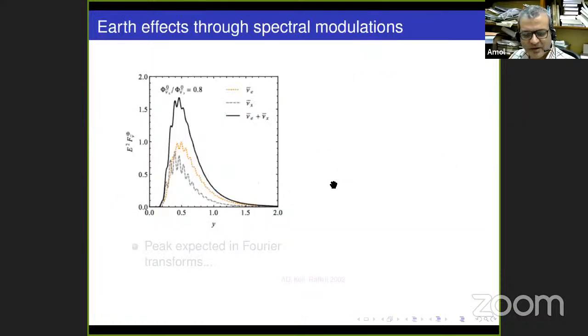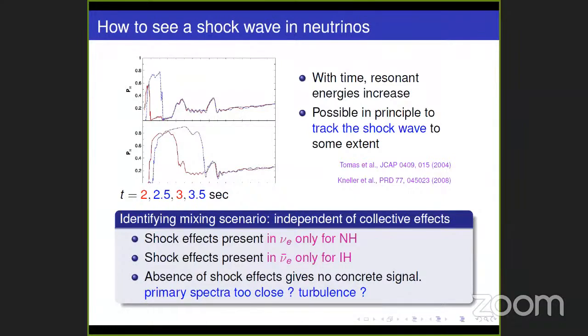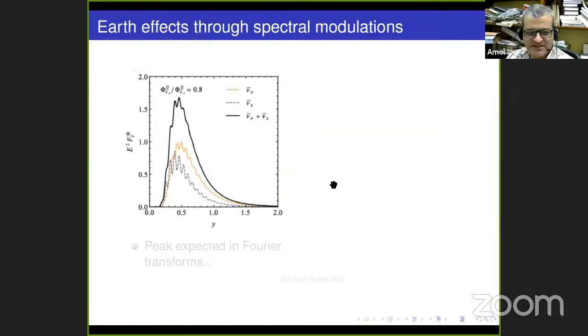Any questions about this part about the shock wave? No, sir. Okay.